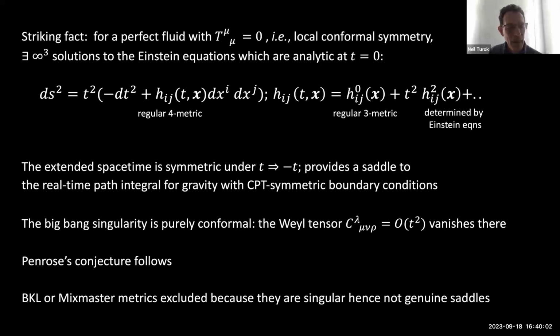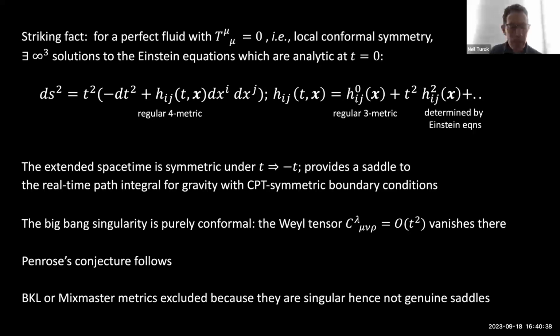It is a consequence of what we're doing. Furthermore, wilder metrics like BKL or Mixmaster metrics are excluded because they are just not genuine saddles of the path integral. And so the path integral includes quantum interference. A generic path in the path integral is not regular. It's not even differentiable. But the interference is what results in saddle points being regular solutions of the Einstein equations.